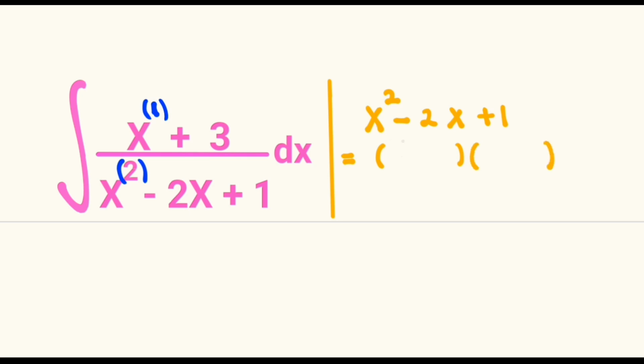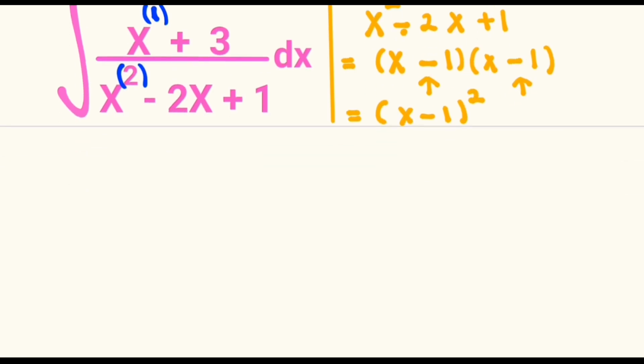The factors of x squared are x and x, and we take this sign and drop it to the first parenthesis. The sign that we put there, when we multiply it with this sign, should give us that sign over there, the positive. So negative multiplied by negative will be equal to positive, and the factors of 1 will be 1 and 1. And this will be equal to x minus 1 multiplied by x minus 1, which will be equal to x minus 1 squared.